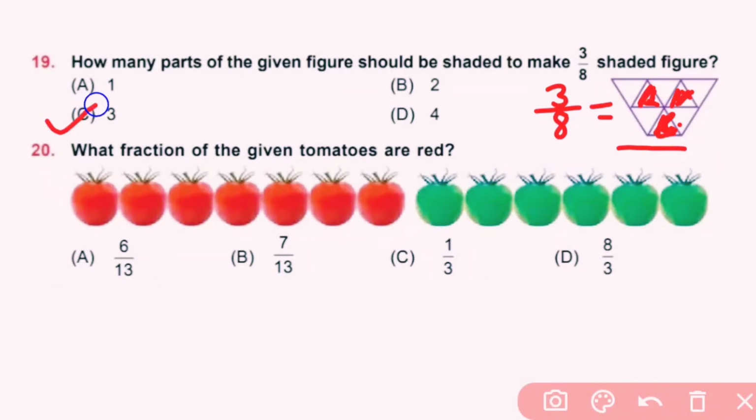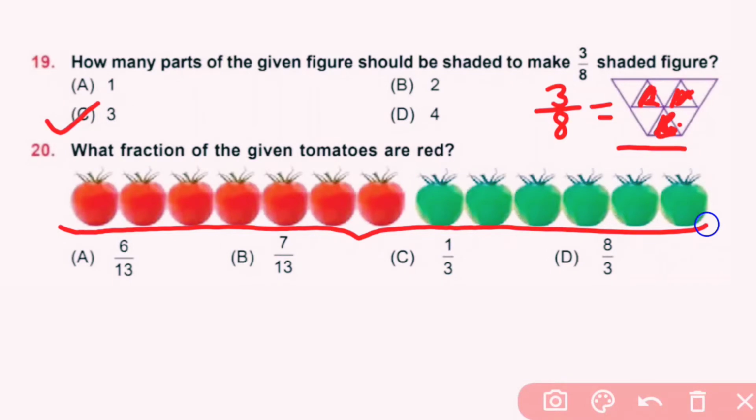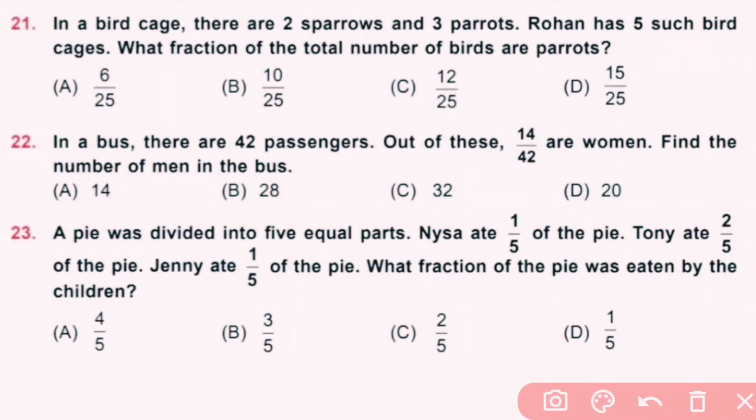Question number 20. What fraction of the given tomatoes are red? So here total tomatoes are 13, and out of 13 tomatoes there are 7 red tomatoes. So the fraction will be 7 by 13. B is the correct answer.